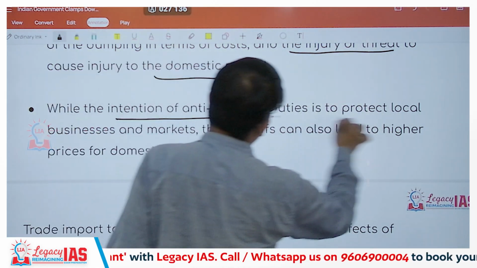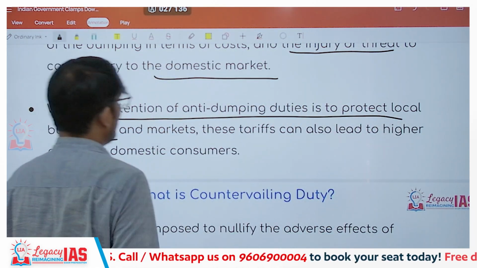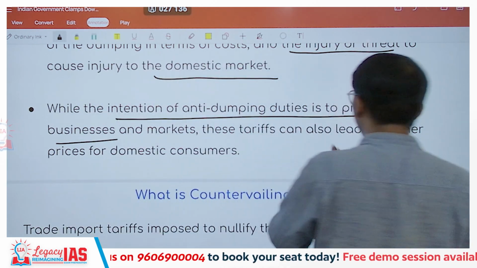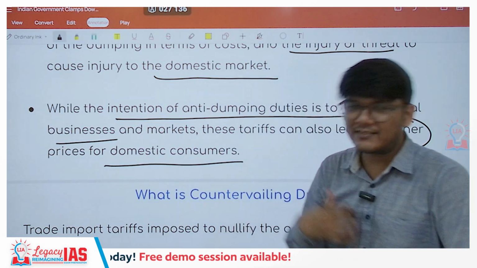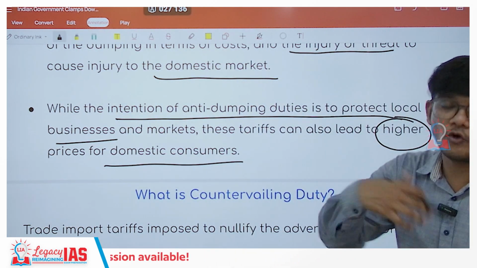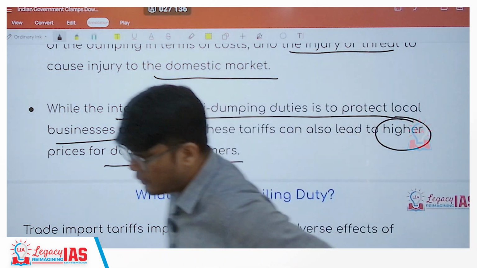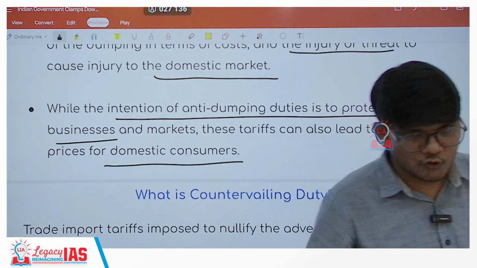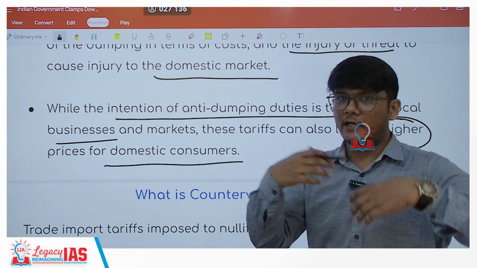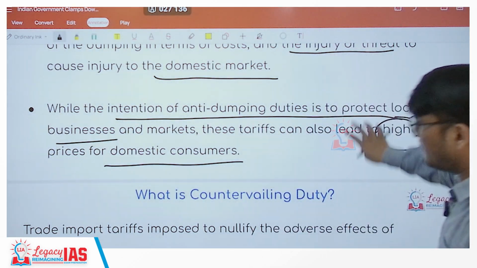The intention of anti-dumping duties is to protect the local businesses and markets, but these tariffs can lead to higher prices for domestic consumers. For us, the things can become costlier, but that's all right, because we need to safeguard our industries which generate jobs, employment, of course, and run the economy as well.